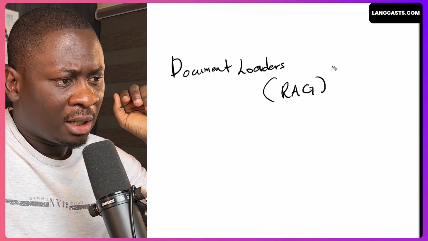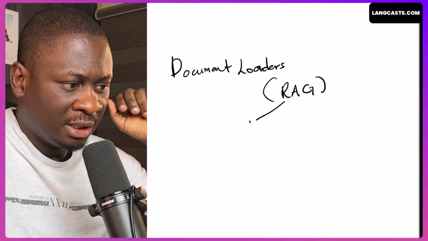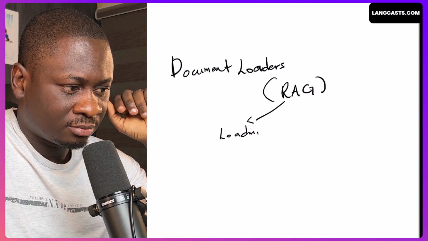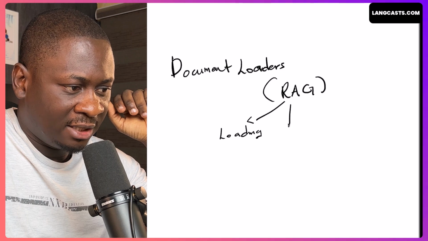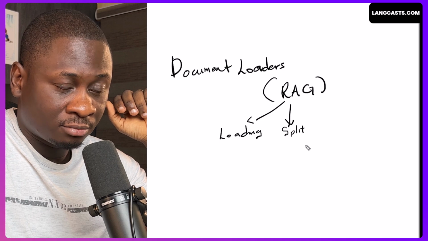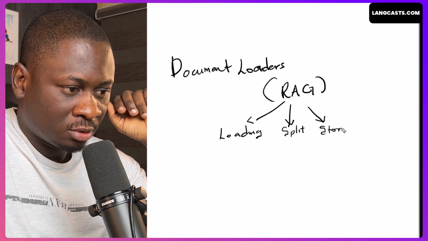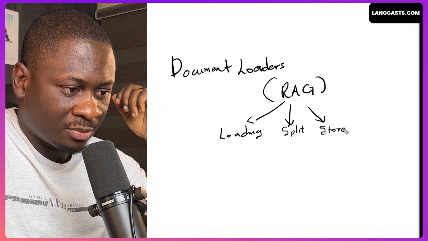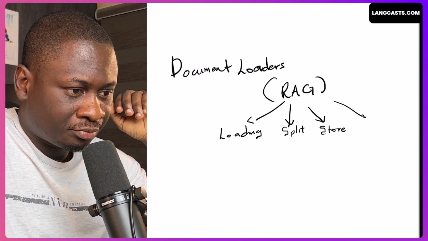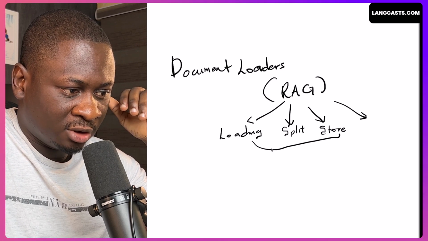So RAG has different steps, as some of you already know. There's the step of loading the documents. So you load, then you split the document into chunks. Then you store the documents into a vector database. So this is where the vector database is coming. So you do that. All these are just the loading part.